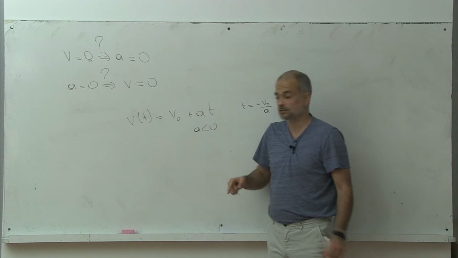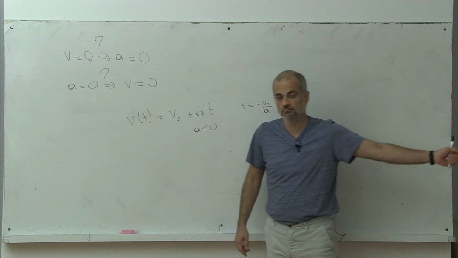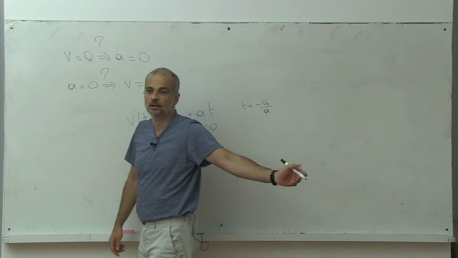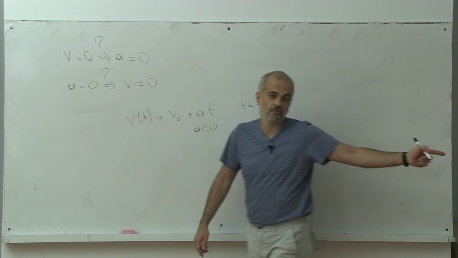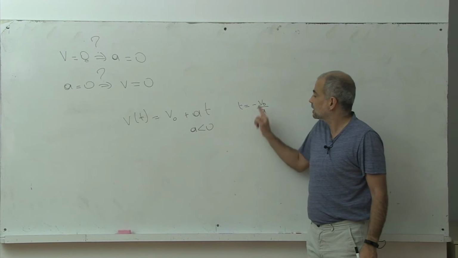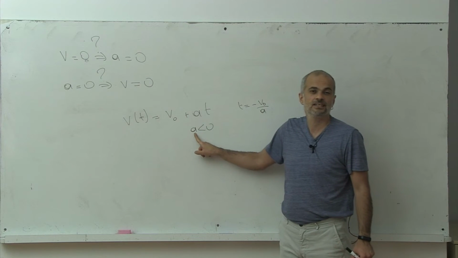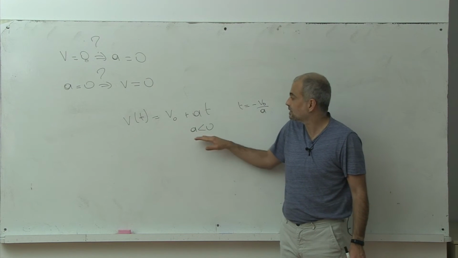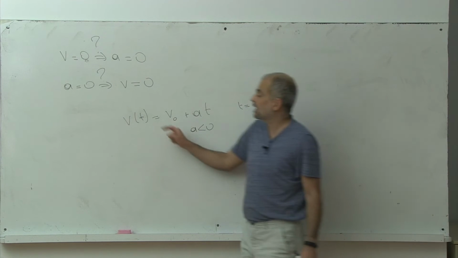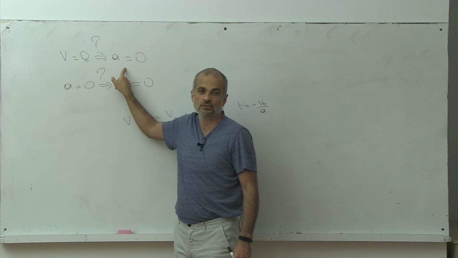So just like I started moving in that direction, I accelerated in the opposite direction. So I slowed down and then started moving faster in this direction. But at a given time, I stopped. But my acceleration was always constant. It was constant and negative. So if at a given time the velocity is 0, it doesn't mean that the acceleration is 0.